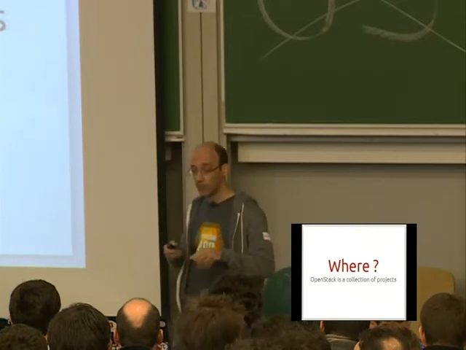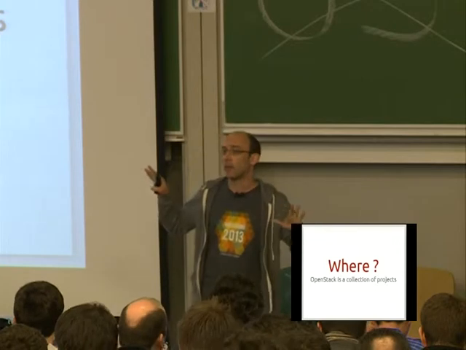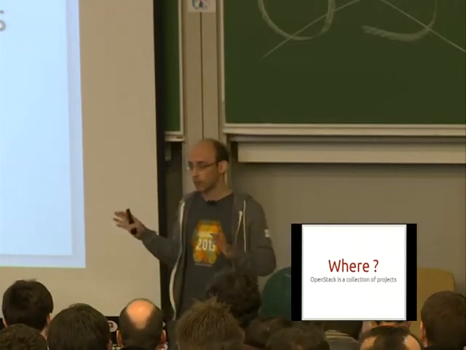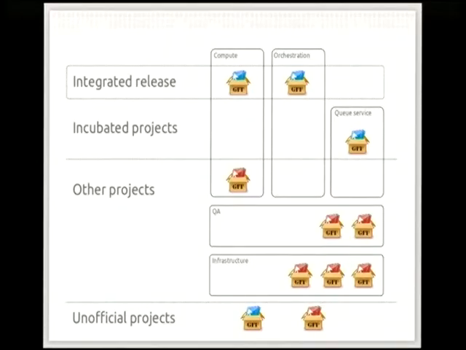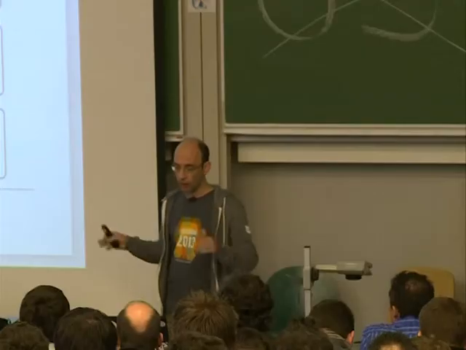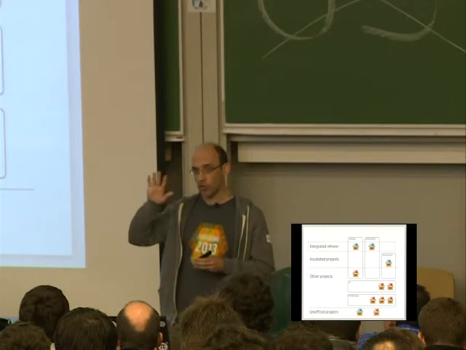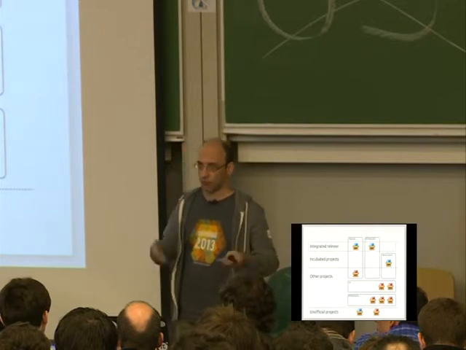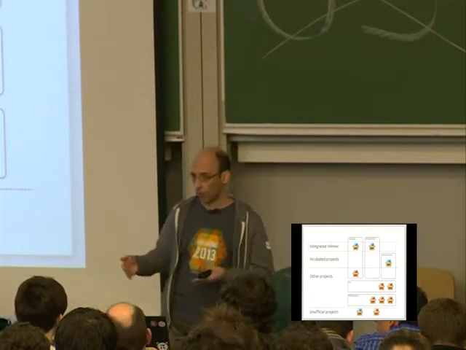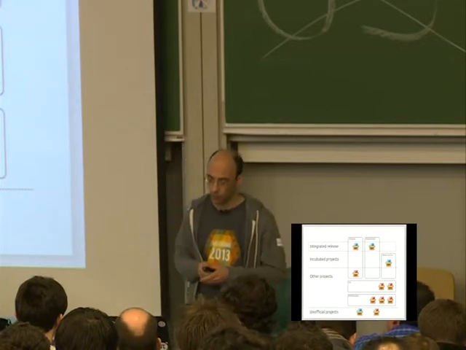So where? OpenStack is a collection of projects, so there are plenty of areas. If you have some expertise in some areas, it's interesting to know what the landscape looks like. Our main deliverable is what we call the integrated release. That's the stuff that we release every 6 months as a common thing. There are incubated projects, which are projects that want to become part of the integrated release. And there are a number of other projects. We regroup those projects in what we call programs, which are basically teams of developers from various companies that get together with a common goal and work on a given number of code repositories.